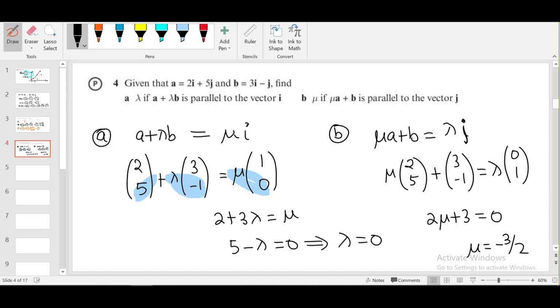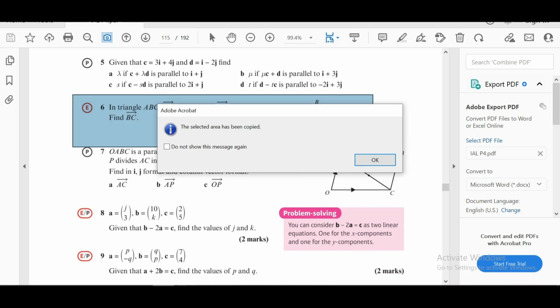You see, in the previous question I made a terrible mistake. You see here, lambda is supposed to be 5, right? Not 0. If 5 minus lambda is 0, lambda is 5, right? Correct that mistake also. Can we move on to the next question?